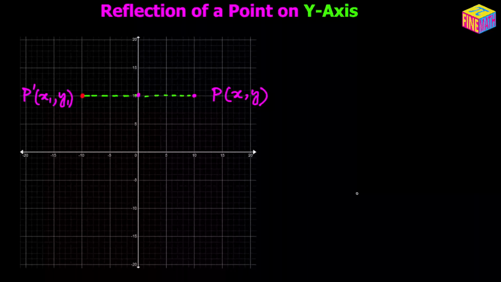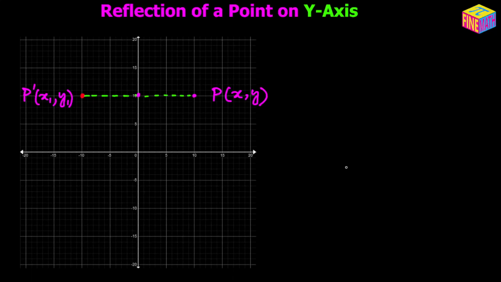So we have to find out what the coordinates of P prime would be when the coordinates of P have been provided. Let's assume that the values of x and y have been provided, and now we have to calculate the values of x sub 1 and y sub 1.